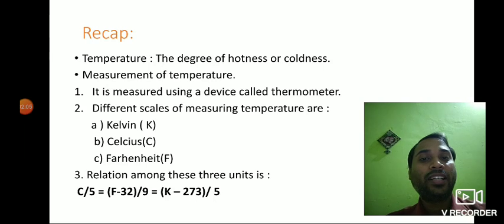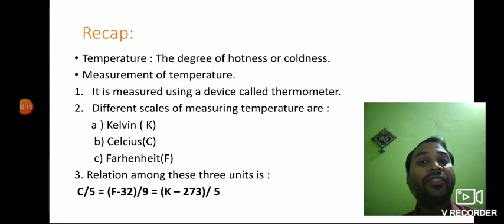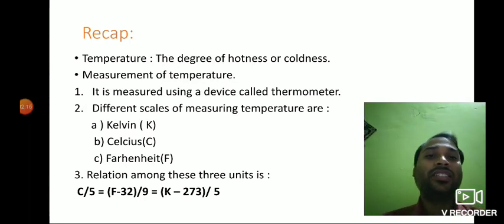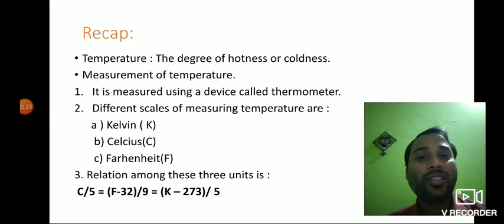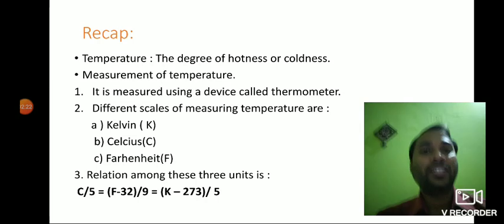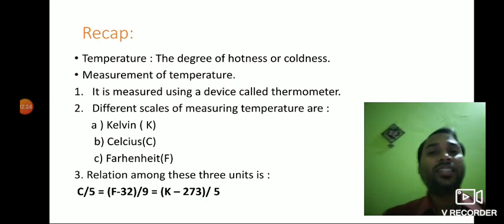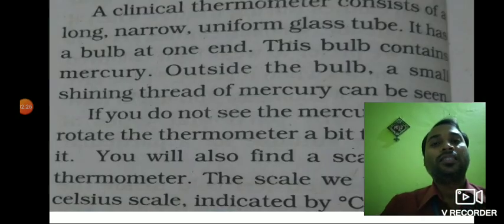We also did a numerical on the conversion of degree Celsius into Fahrenheit, and I also gave you homework based on that conversion. I hope you have done that homework. So this was all which was covered in the last class. So let's begin today's class.